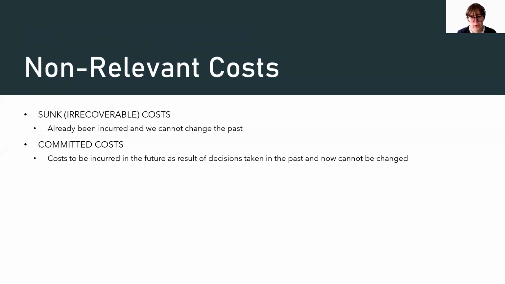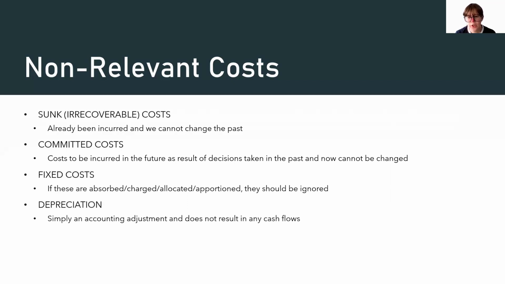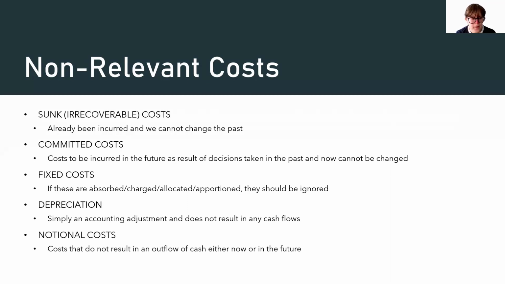It could be fixed costs. So these are absorbed, charged, allocated and apportioned, and ultimately they are just to be ignored. The next one is depreciation. So this is just simply an accounting adjustment. It does not result in any cash flows at all. And the last one then is notional costs. So these are costs which are not going to result in any outflow of cash, neither now nor in the future.